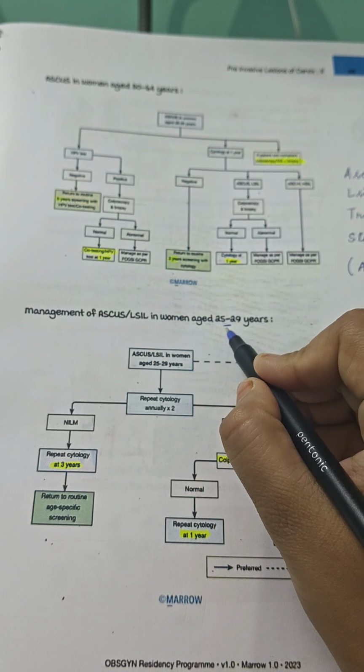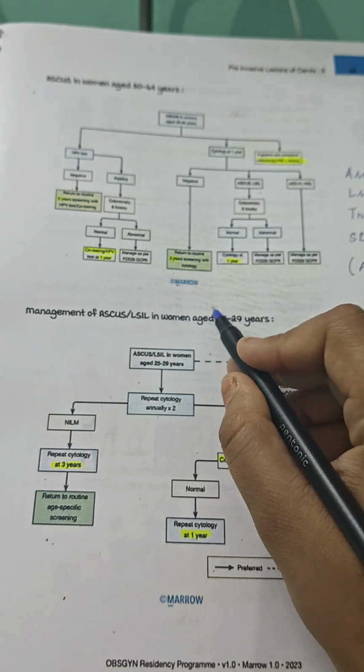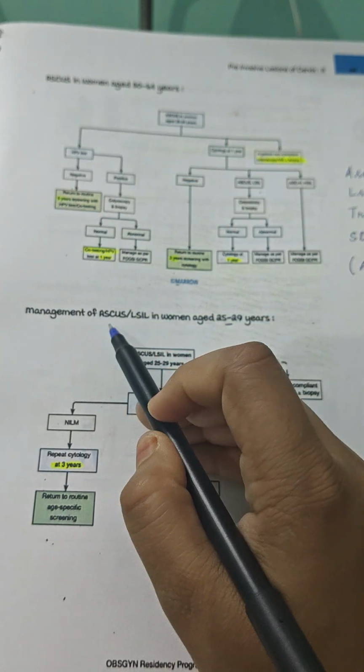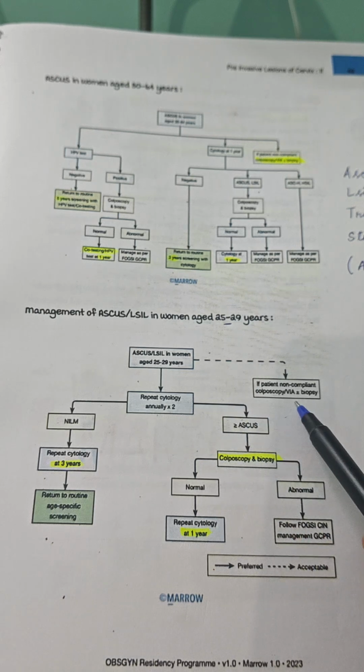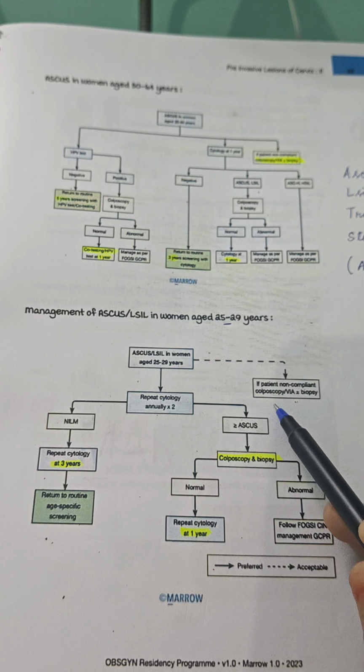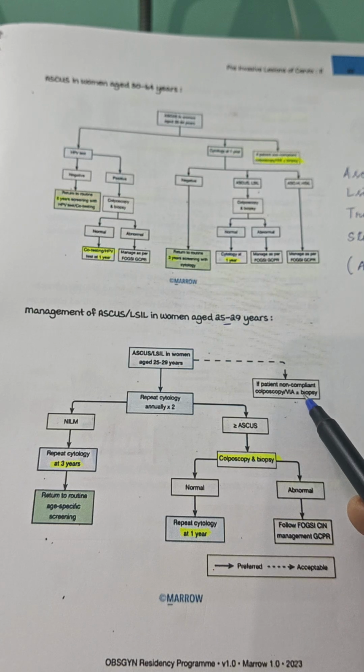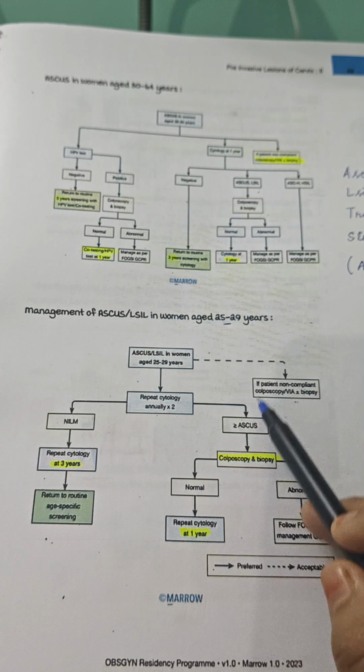So what will you do in a female if she comes at this age group and with these findings, as these are the low grade lesions? What will we do if the patient is non compliant? It is dependent on the compliance of the patient. If the patient is non compliant, meaning she is not going to visit you after this visit, we will advise her for colposcopy or VIA plus minus biopsy. So this can be done.